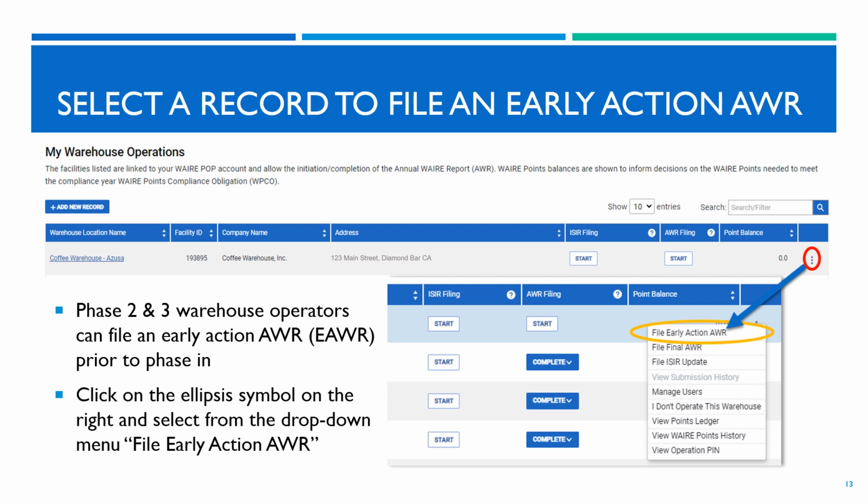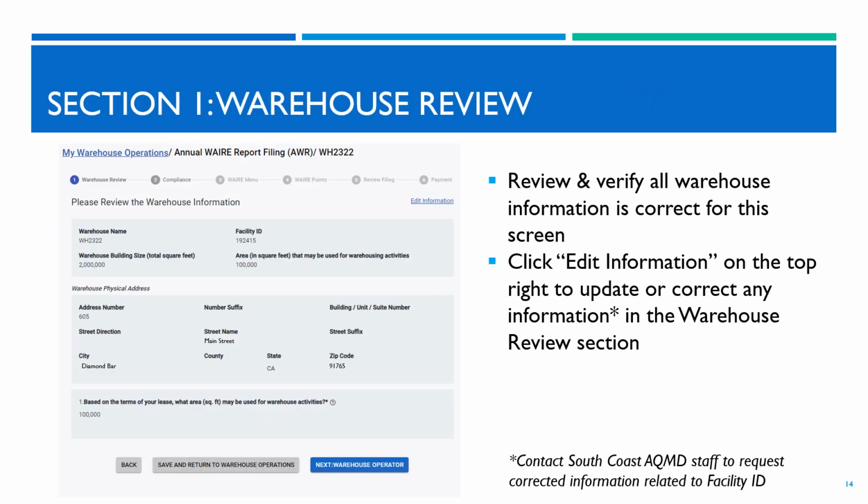After initiating the AWR filing from the landing page, you'll be taken to the Warehouse Review page where you can add or update the warehouse information for the facility. Review and verify all warehouse information is correct for the screen. Click on Edit Information on the top right of each screen of the Warehouse Review section to make any updates or corrections for this submittal.